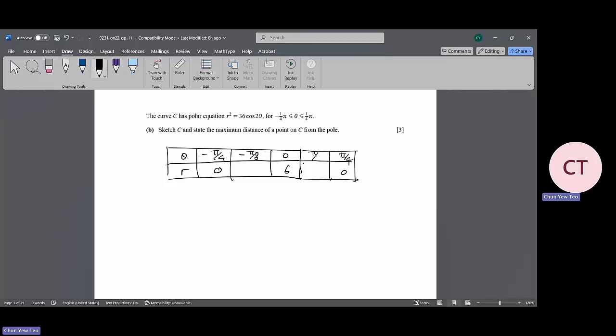So over here I put pi over 8 and I press the calculator. I get 5.05 and 5.05. And if you are aware, you can see that these two are the same. So this is actually symmetrical. This will be your axis of symmetry.